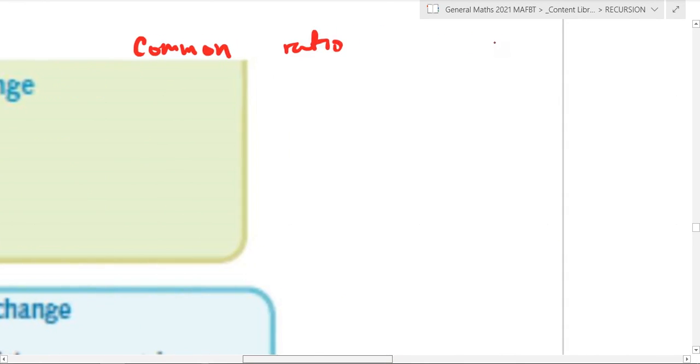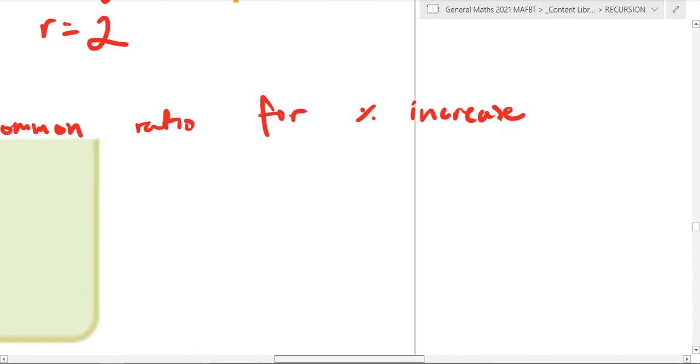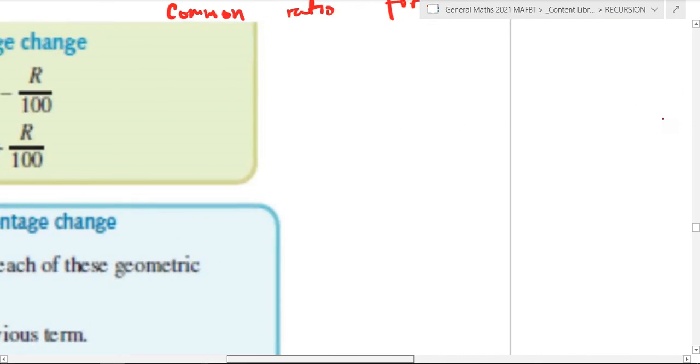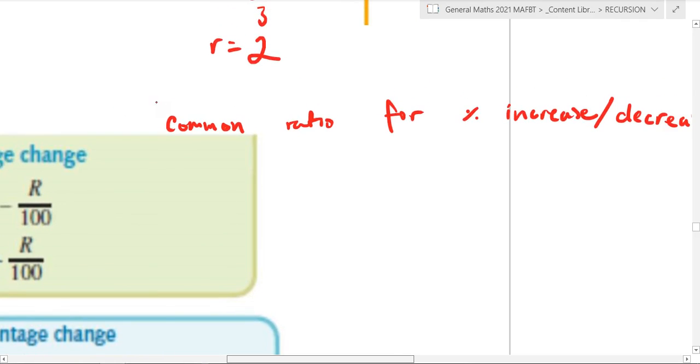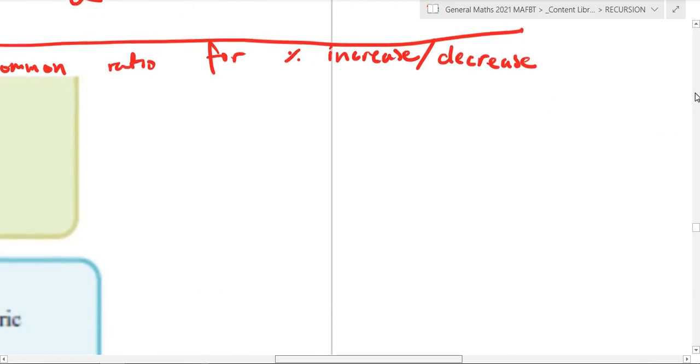You don't have to necessarily write this in the second page of your notes, but just at least this part, but the next part you will. So, common ratio for percentage increase or decrease. Okay, so understand that this part here that I'm writing down now is common ratio for percentage increase or decrease. Really important that you understand this, guys. So make sure you write this part, I guess.